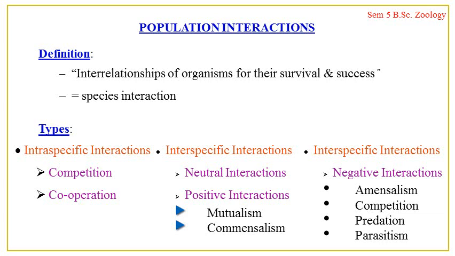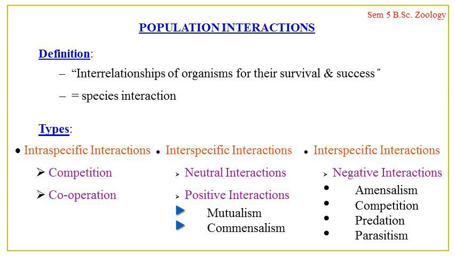In the year 1971, Odum categorized population interactions into two major types actually. One was positive interactions and the other was negative interactions. While neutral interaction was included along with the positive interactions. Okay, but here, for the convenience, we will be dividing into three.